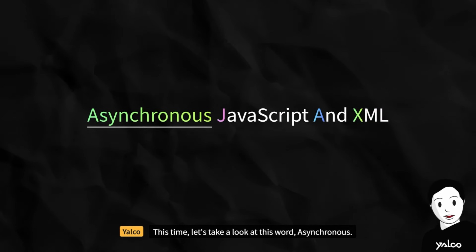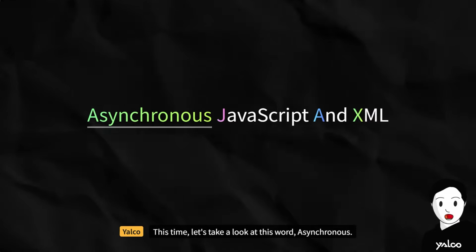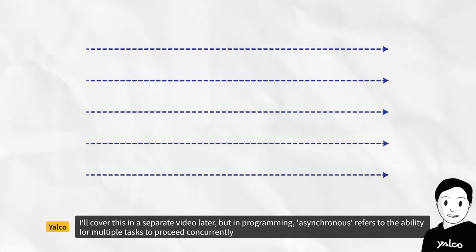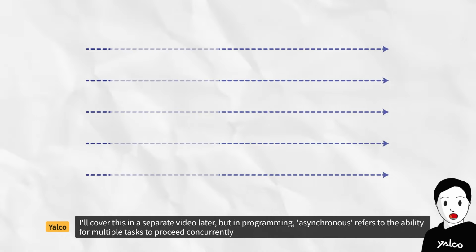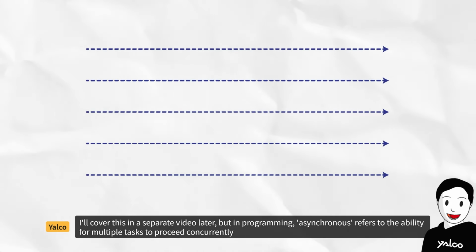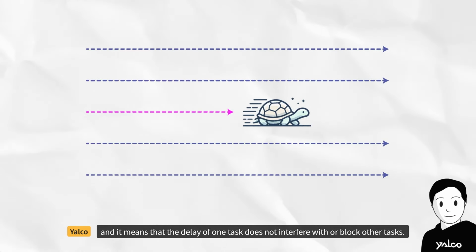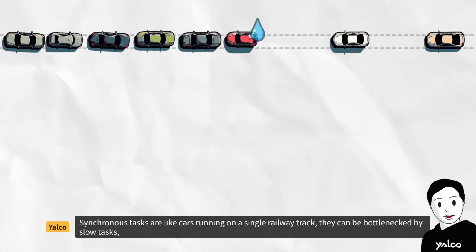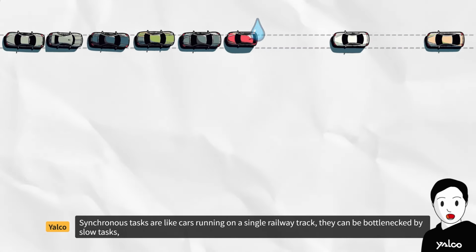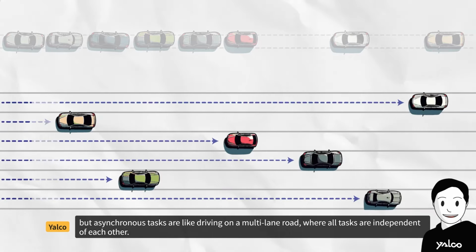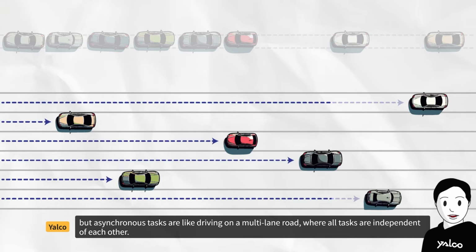This time, let's take a look at this word, asynchronous. I'll cover this in a separate video later, but in programming, asynchronous refers to the ability for multiple tasks to proceed concurrently, and it means that the delay of one task does not interfere with or block other tasks. Synchronous tasks are like cars running on a single railway track. They can be bottlenecked by slow tasks, but asynchronous tasks are like driving on a multi-lane road, where all tasks are independent of each other.